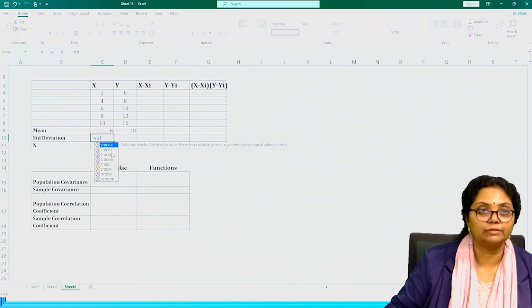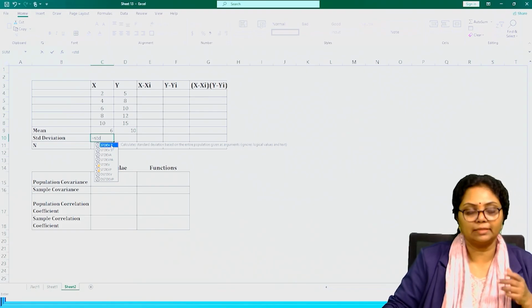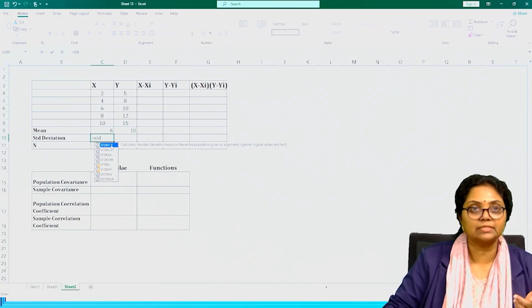Here we are having two. So we will go with standard deviation of population. We'll go with both of them. So first I am taking standard deviation of population. I'm representing this as a population.